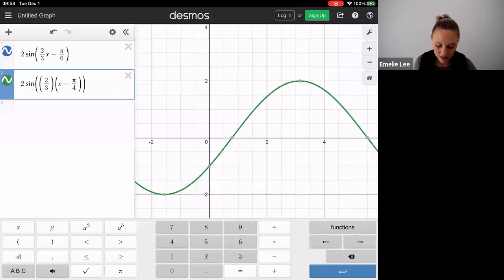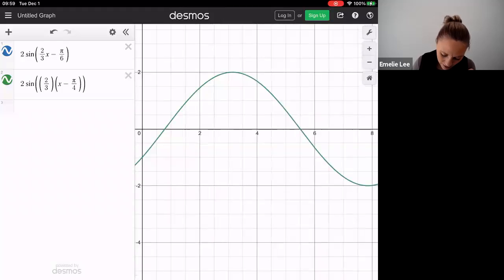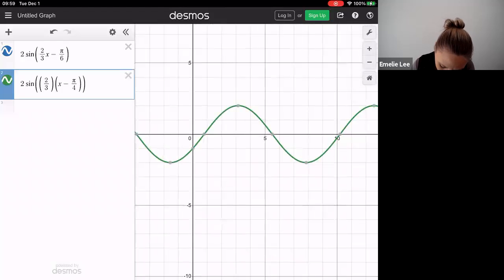Okay, sine, remember sine starts at 0, 0, right? Sine of 0 is 0. And so here we had a horizontal shift of pi over 4. So now we're starting at pi over 4, and we've got an amplitude of 2. So we're going up 2, and then let's see if I can zoom this out a little bit.